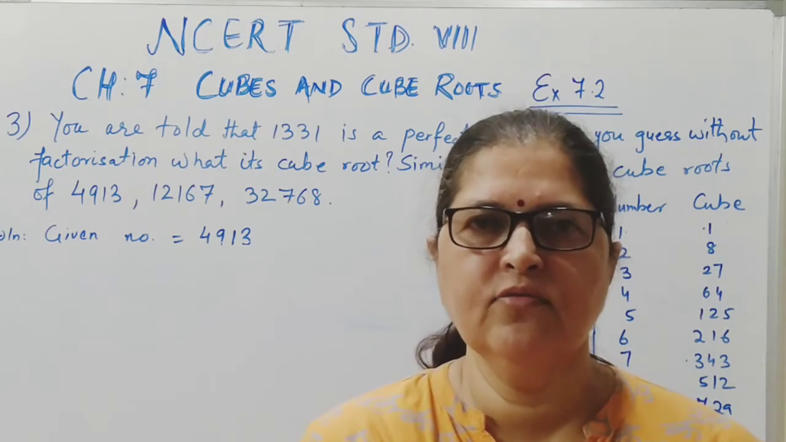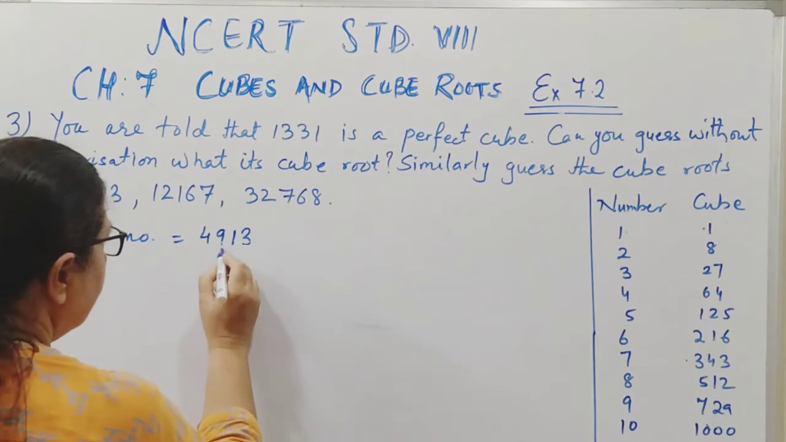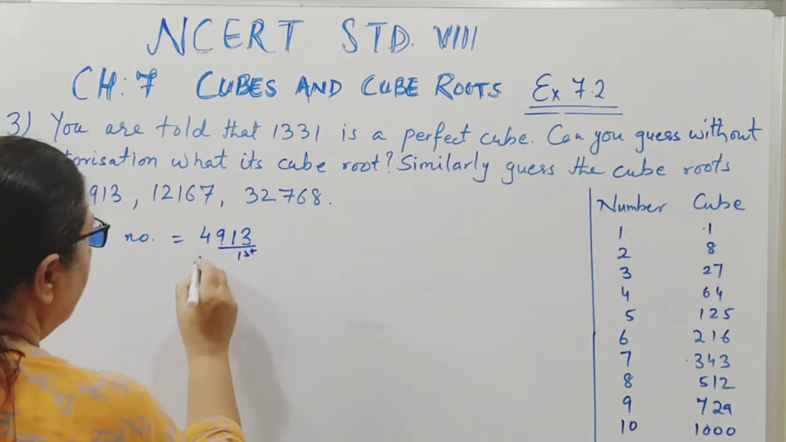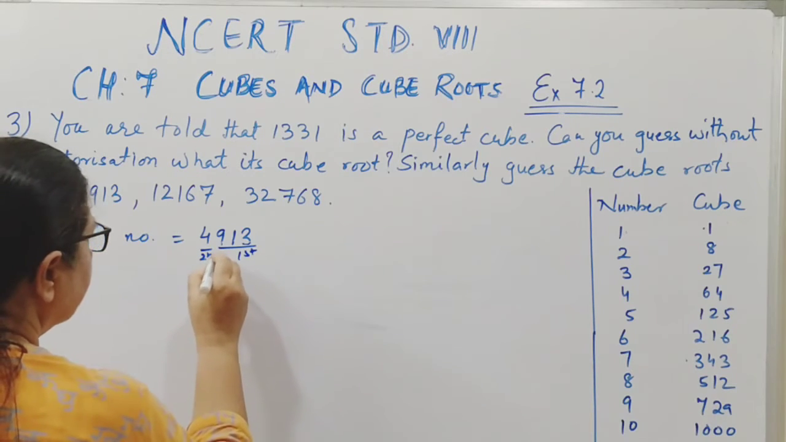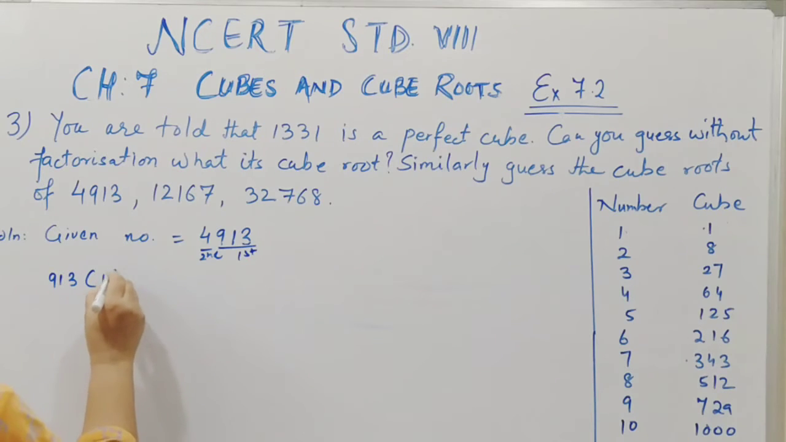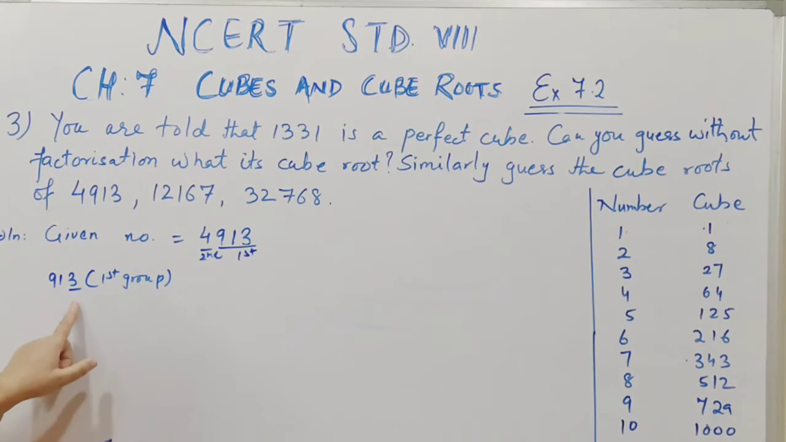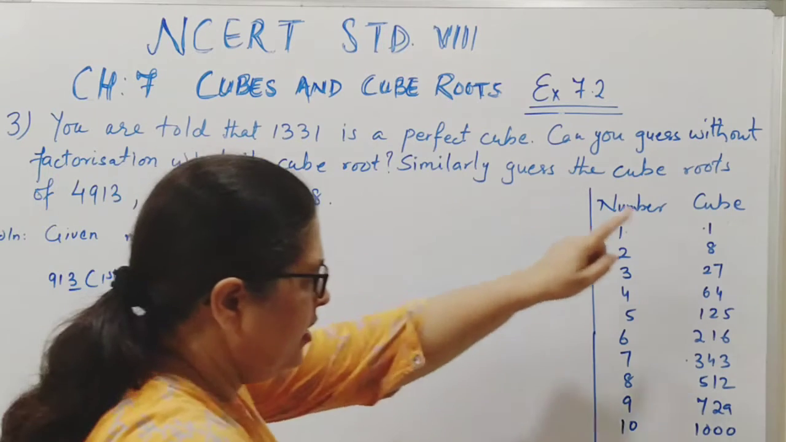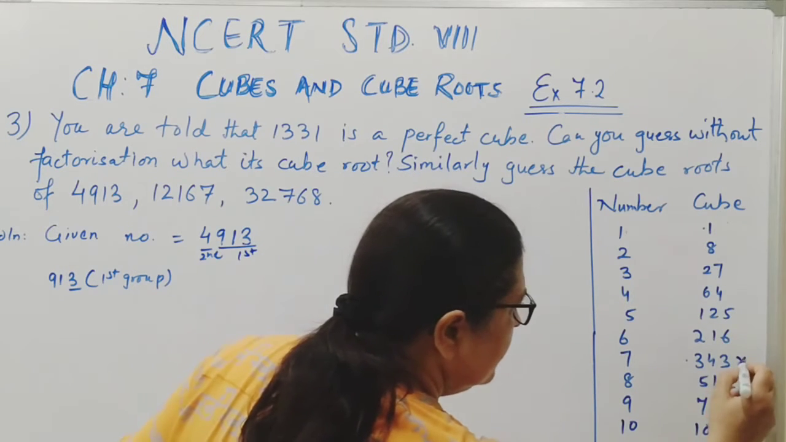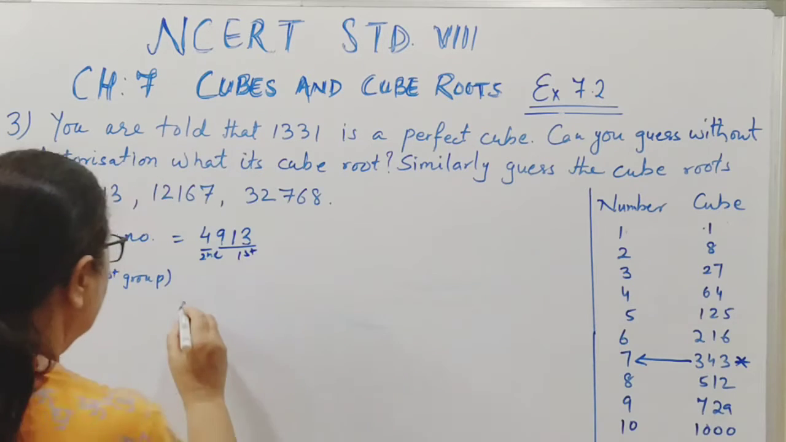Now the second number is 4913. We'll start making groups of threes from ones place. This is first group and the second group has only single digit. Now we'll take 913, that is first group. What is the ones digit? 3. We will see the same number in the ones place of the cubes. It is here and the corresponding number is 7.